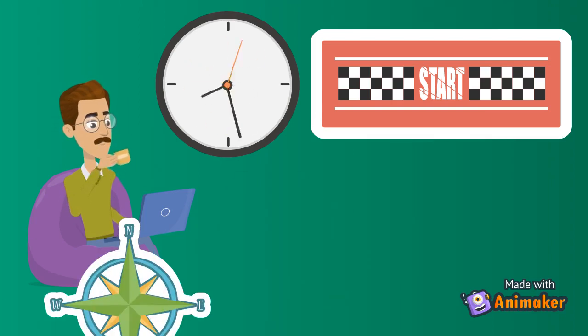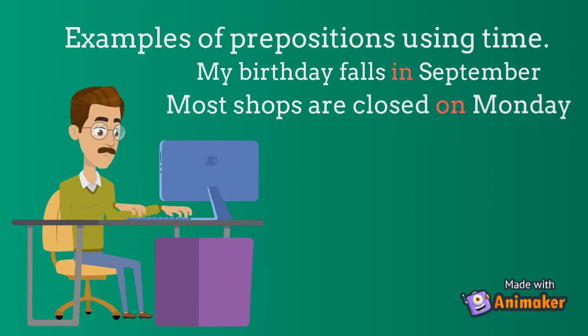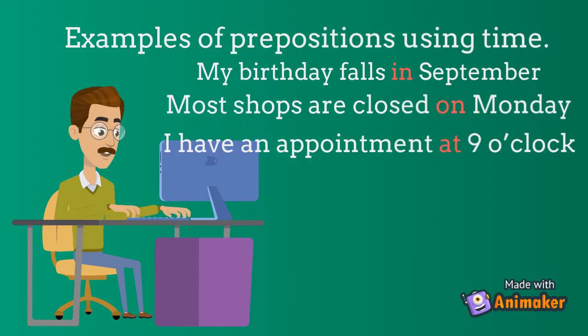Examples of prepositions showing time. My birthday falls in September. Most shops are closed on Monday. I have an appointment at 9 o'clock.